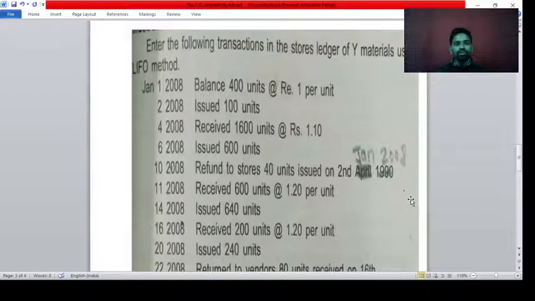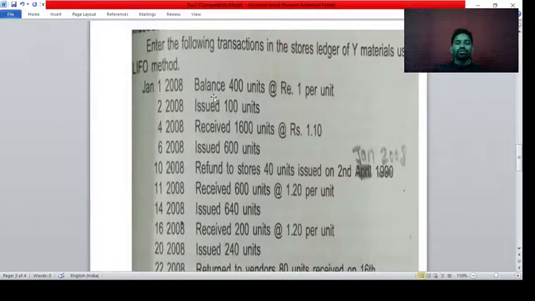See, enter the following transactions in the store's ledger of materials using the LIFO method. Whatever the chronological order the transactions are given, with the help of this information we have to prepare the LIFO statement. Now see, on 1st January 2008 the balance is 400 units at the rate of rupees per unit.